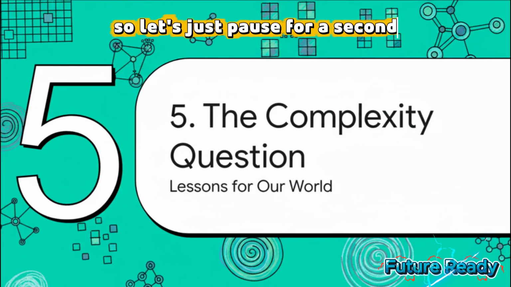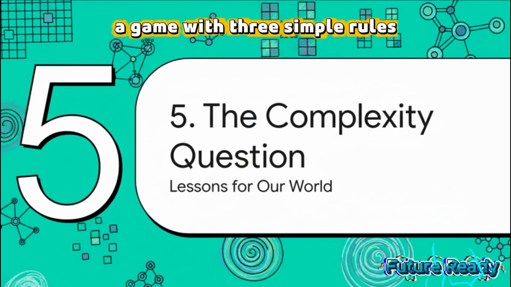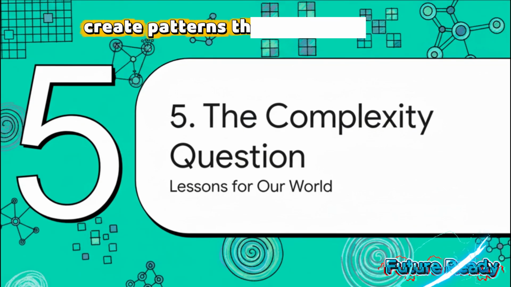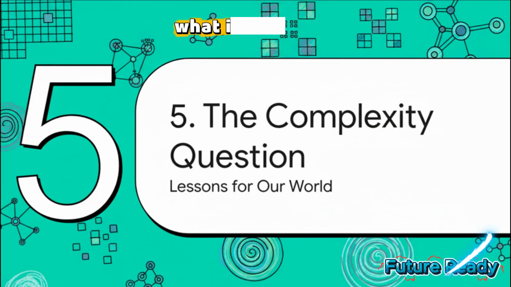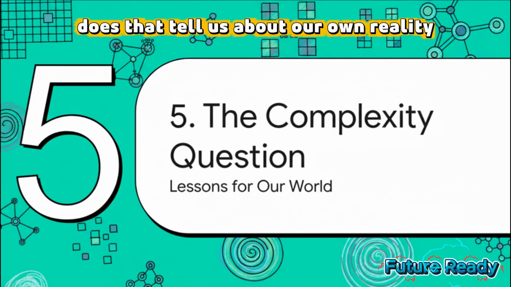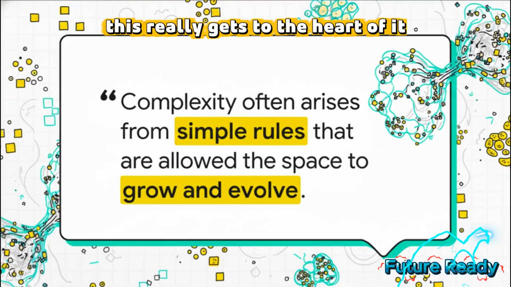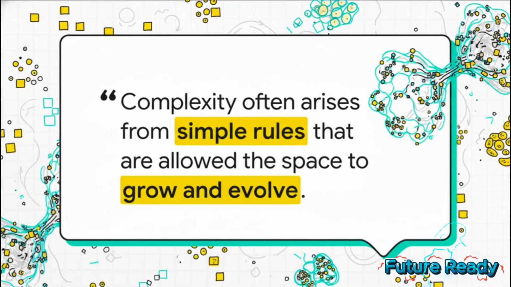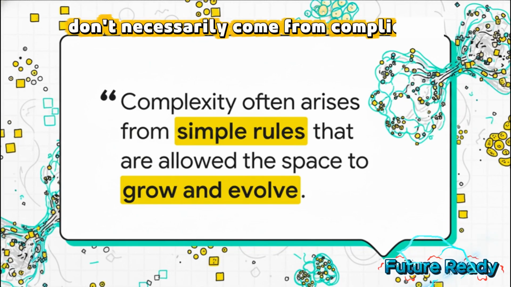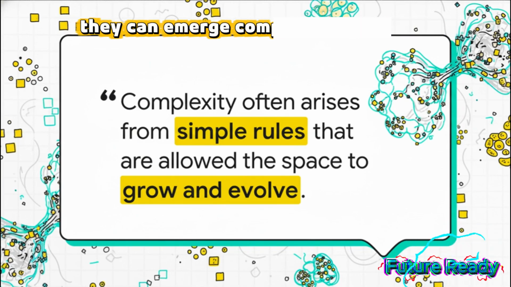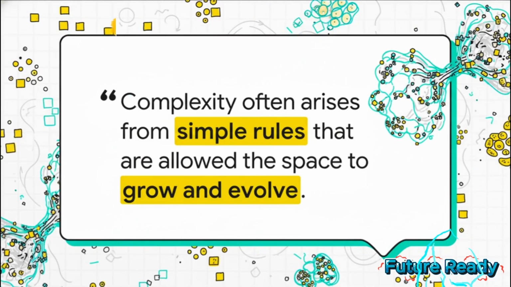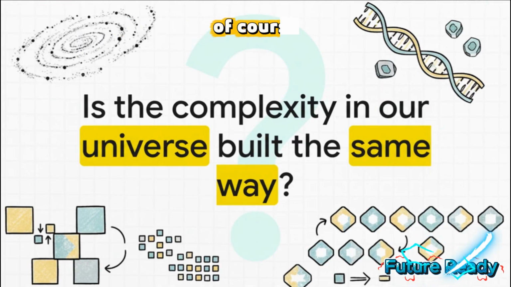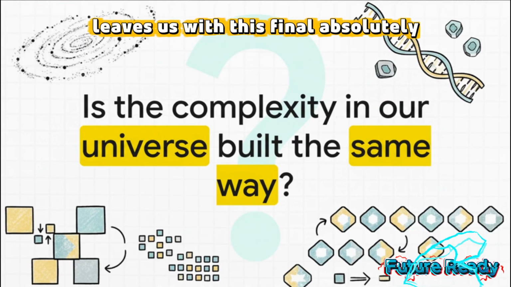So let's just pause for a second. A game with 3 simple rules can simulate any computer, create patterns that copy themselves, and generate this infinite, unpredictable complexity. What in the world does that tell us about our own reality? This really gets to the heart of it, the main lesson from the Game of Life. The most intricate, the most amazing, and unpredictable systems don't necessarily come from complicated blueprints. They can emerge completely naturally, just when a few simple rules get to run over and over in a big enough space.